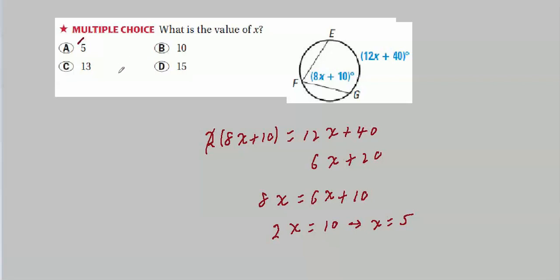This was all you had to do in this problem, was recognize our inscribed angle theorem, that the inscribed angle is 1/2 of the arc that it intercepts. As soon as you say that, you're pretty much done. This is all just really easy algebra.